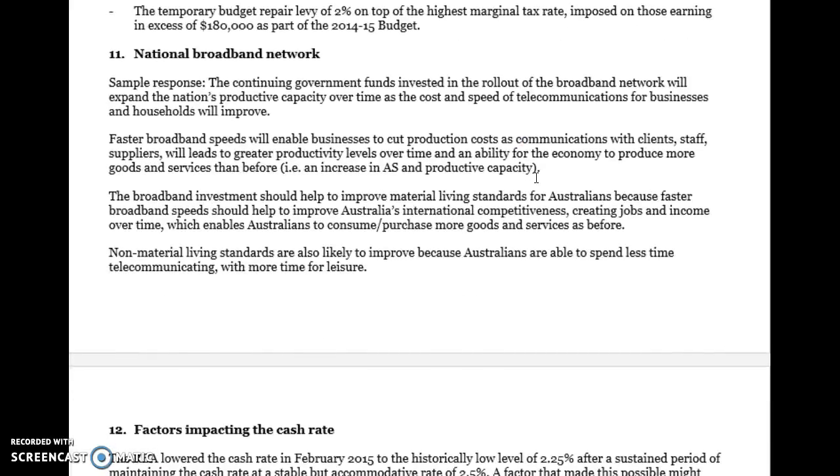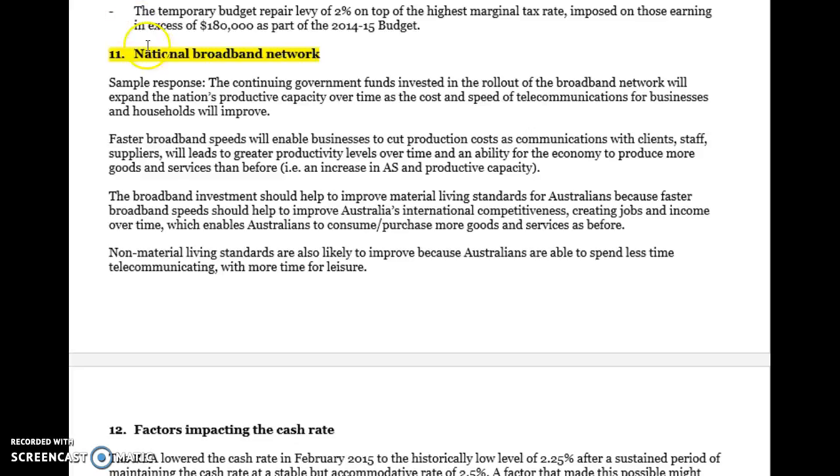Alright, one other thing that we haven't really touched on in class, but it's one thing you can talk about as a supply-side policy, is the continual rollout of the national broadband network. And this is really important because it is a key supply-side policy at the moment. I doubt you would get a specific question on the national broadband network, but it is something good to talk about when you're linking things to aggregate supply.